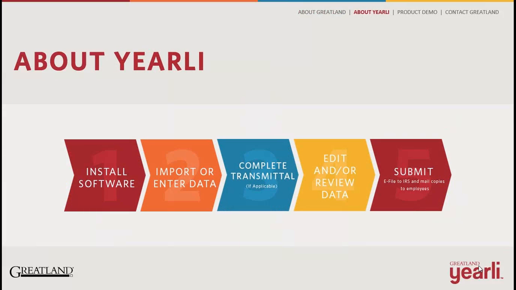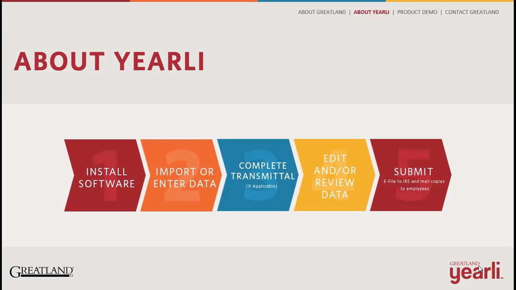Now, to get started on Yearli Desktop, it's a pretty straightforward process. Once you decide to purchase with us, you will download or install the software on your workstation or network. Then you're going to have to get your data in via import or data entry or a mixture of the two. Once done, we will need some additional work to complete the transmittal forms on the 1094C. Then we give you a way to edit or review the data before you submit it to us.